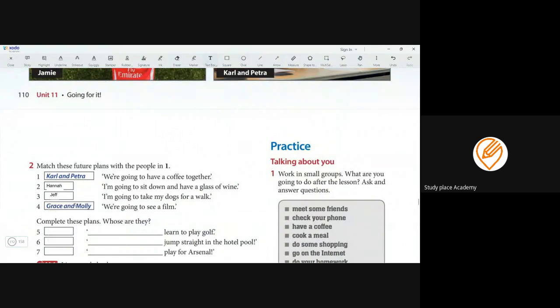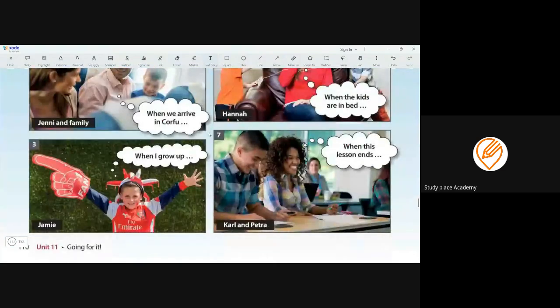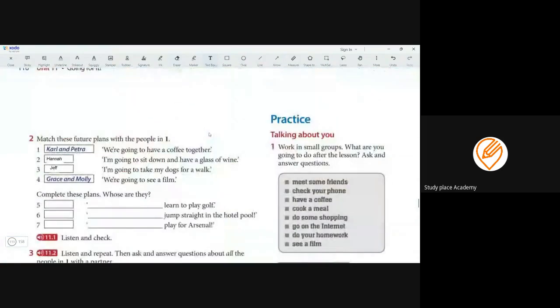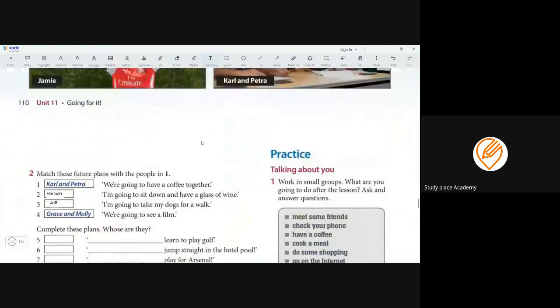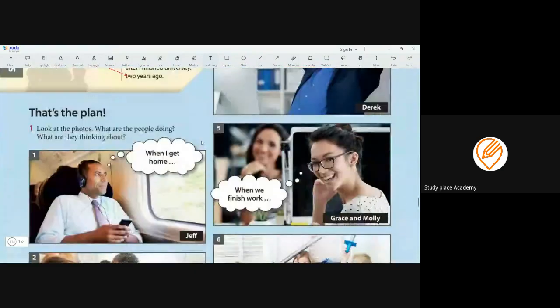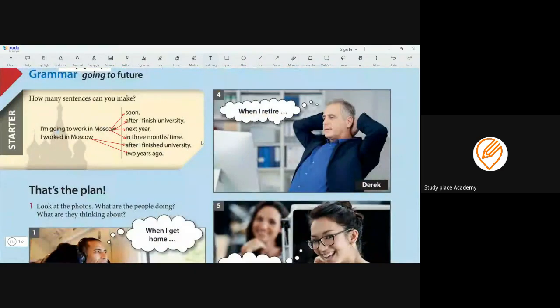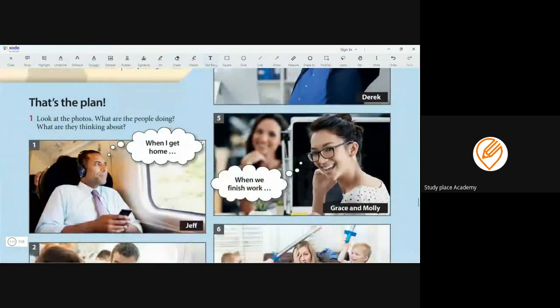Number four, they told us we were going to see a film. Grace and Molly are going to see a film. Learn to play golf, jump straight in the hotel pool, play for Iceland. So learn to play golf. People who want to retire. So it's Dirk.